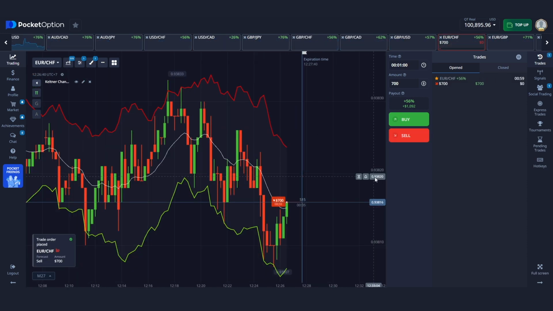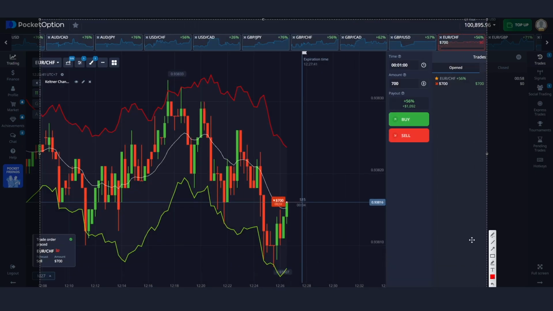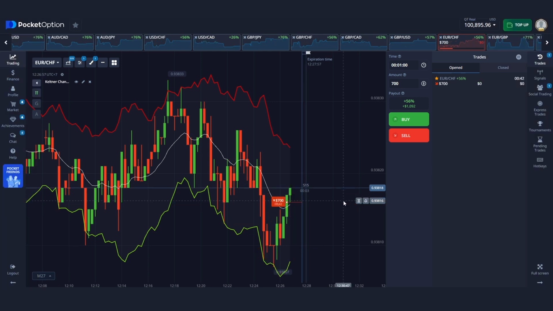Here we have the Euro-Swiss franc pair. What's happening here? The price is in the lower range. We can clearly see that. Accordingly, the price moves from the lower range, from here to the middle boundary, and that's why I open my trade for 1 minute. You need to be careful with this line.